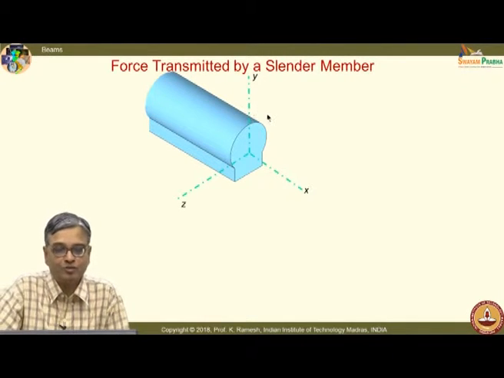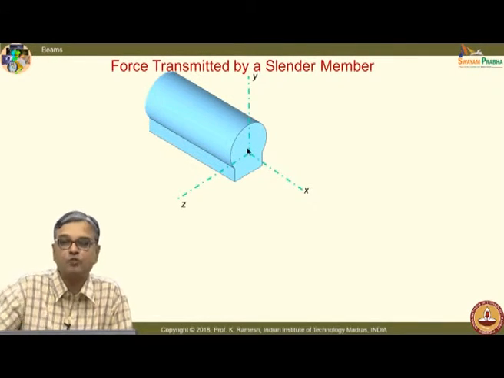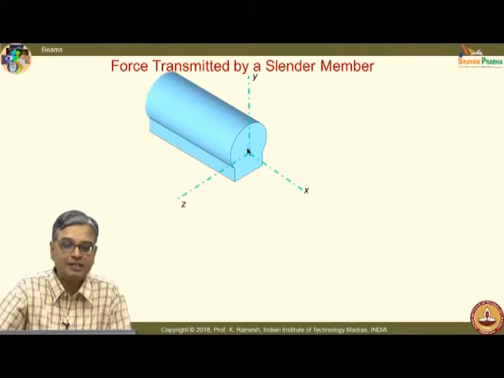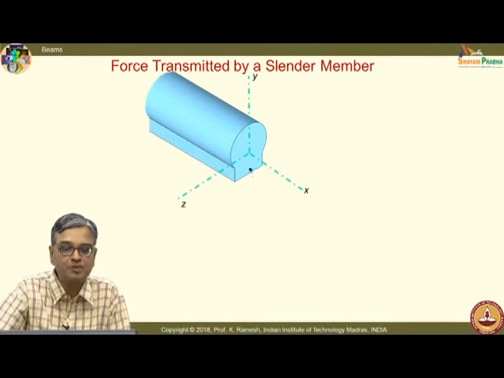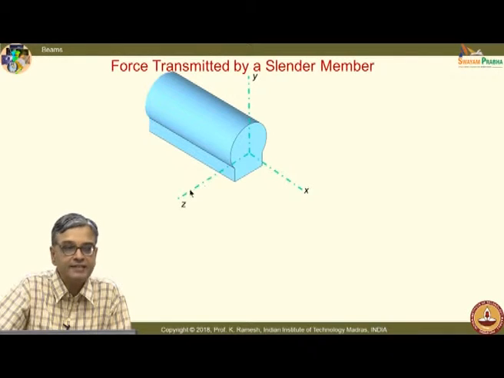Let us now get on to our understanding of a slender member. I have shown a small portion of the member. Imagine that this member is very long. The cross sectional dimensions are much smaller compared to its length. And I have also taken a member which has a plane of symmetry. I have also shown the axis. I have the x axis along the axis of the member, y and z axis.